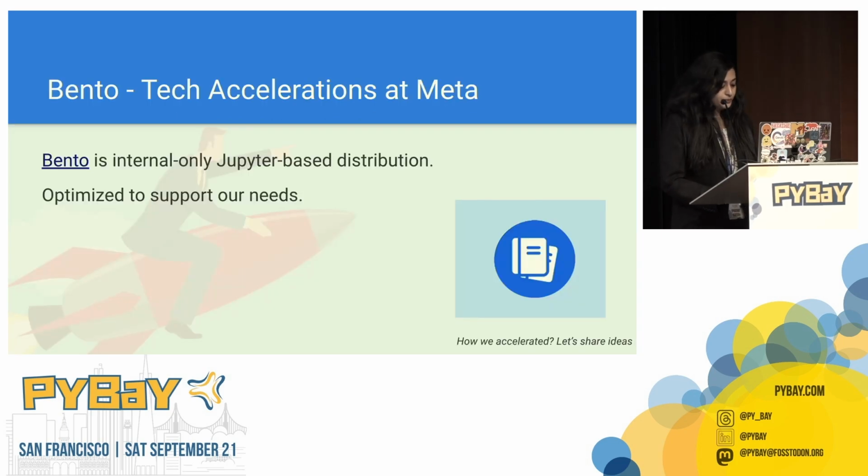First comes Bento. Bento is an internal distribution of Jupyter at Meta. It is optimized for Meta's needs to make it compatible with internal code bases and can be executed on different services within Meta.